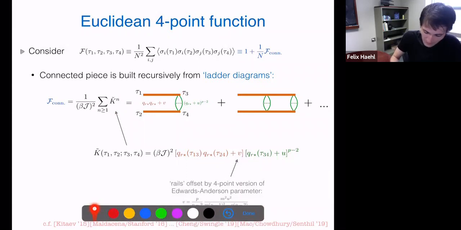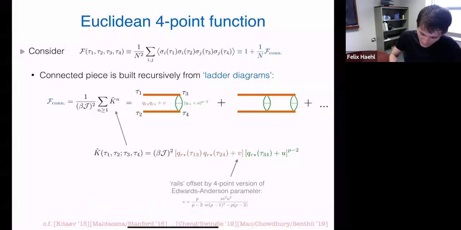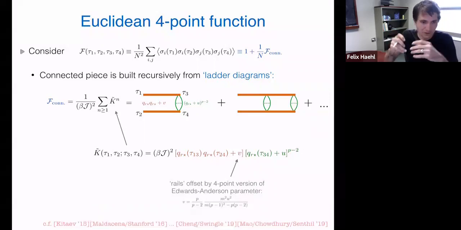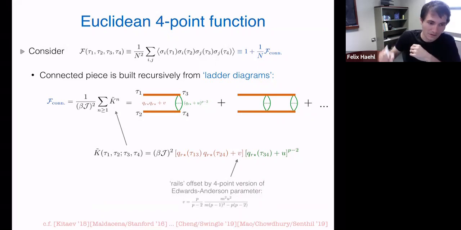Those are these green rungs. But then it also has these rails, and these are also offset by some parameter v. And this v is some sort of four-point version, perhaps, of this Edwards-Anderson parameter. So it's something that's also built out of m and u, and depends on the order of the couplings. And it offsets the rails in the spin glass phase, similar to how the two-point functions were offset.